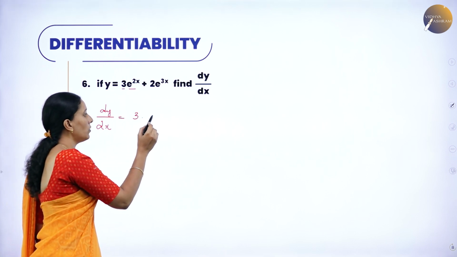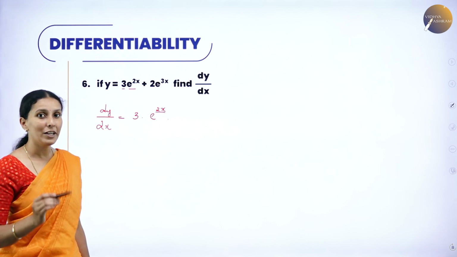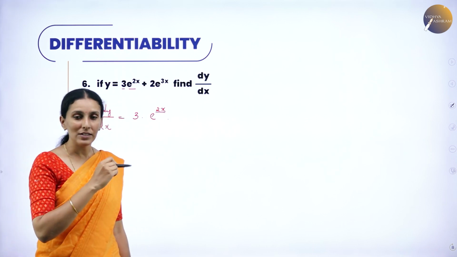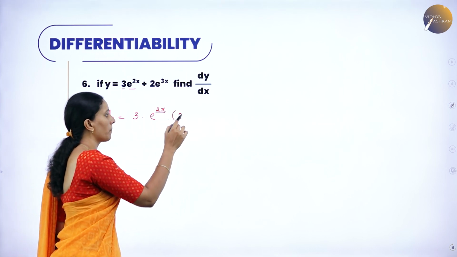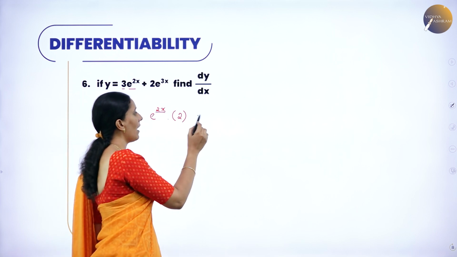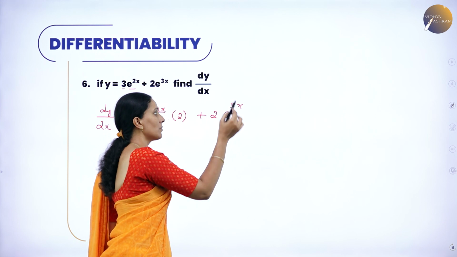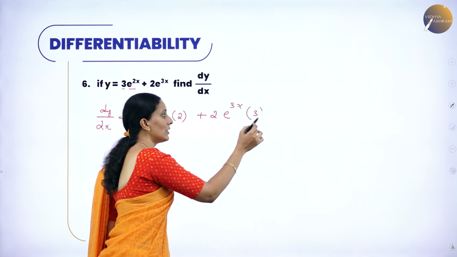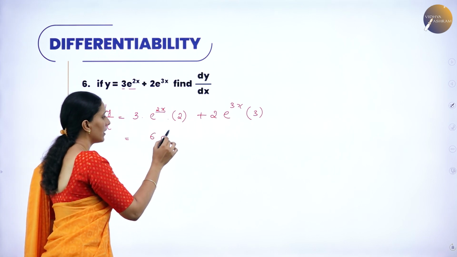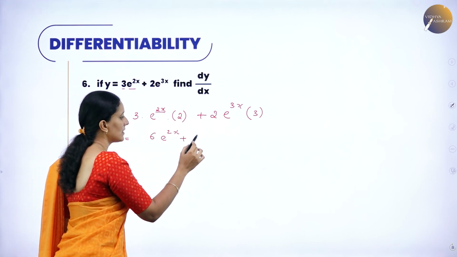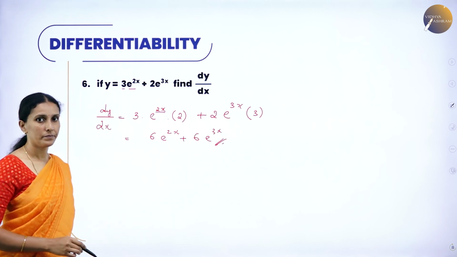Now into e power 2x. Now again derive 2x. So what is the derivative of x? It is 1. Since we have 2 along with x, it becomes 2 into 1, which becomes 2 here. Okay. Next here we have 2 into derivative of e power 3x is e power 3x. But again derive 3x, you will get 3. So multiplying this, we get 6 e power 2x plus 6 e power 3x. So this is the derivative.